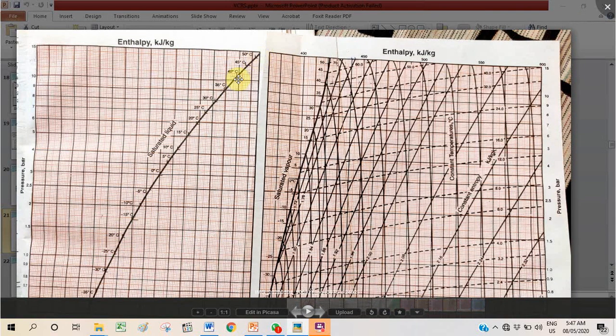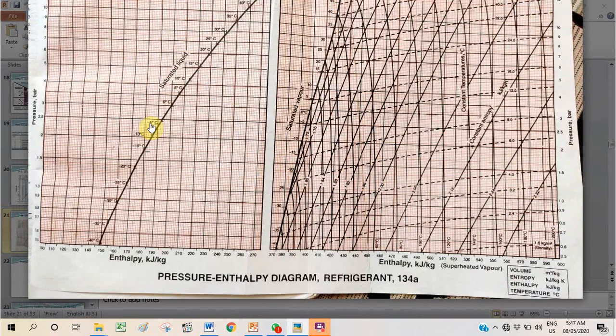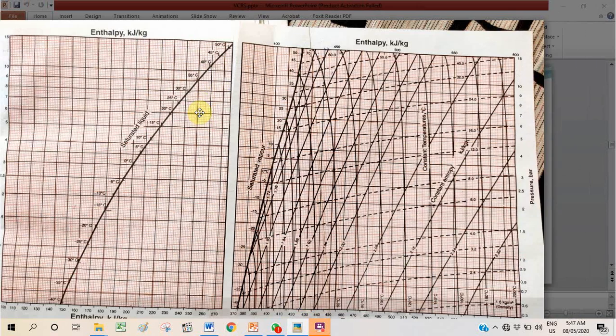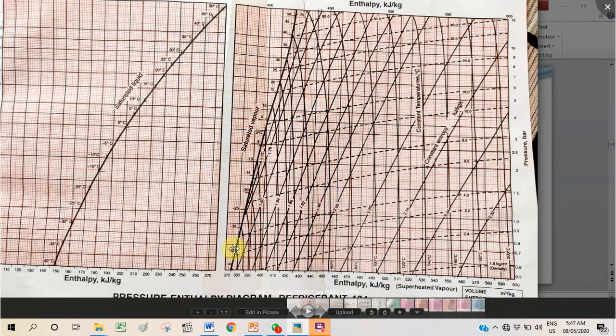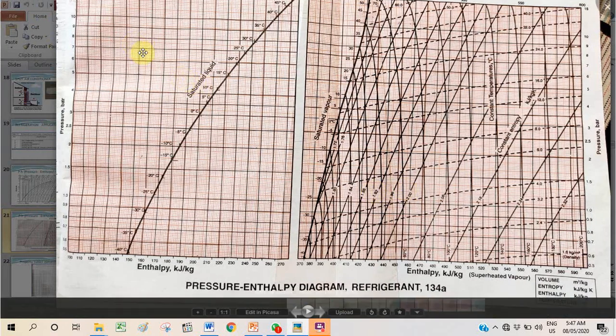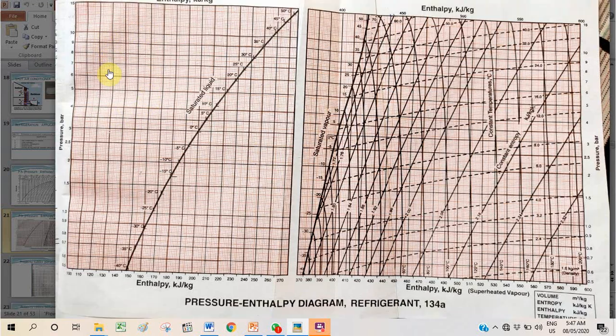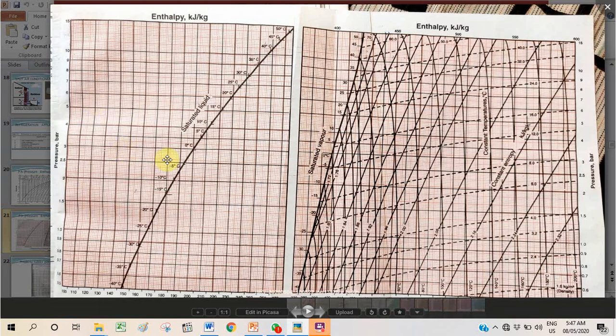This dark curve is the saturated liquid curve, which represents the saturated liquid condition. In the same way, we have another curve on the right-hand side. This is the saturated vapor curve. All the points on this curve will be saturated vapor. To the right of the saturated vapor curve, it is all superheated vapor. To the left of the saturated liquid curve, it is all subcooled liquid, or compressed liquid, or simply liquid. In between these two curves is the liquid and vapor mixture region, typically known as the wet region.